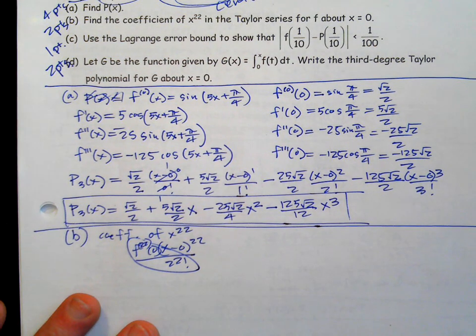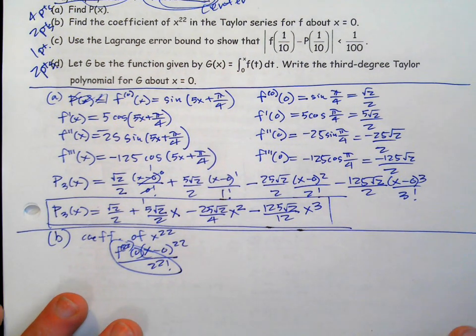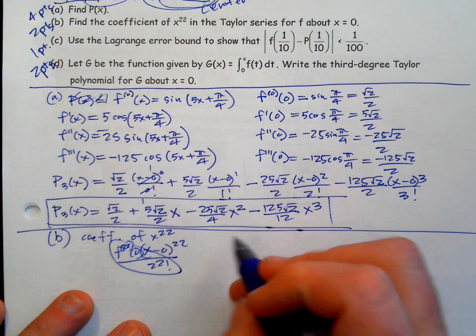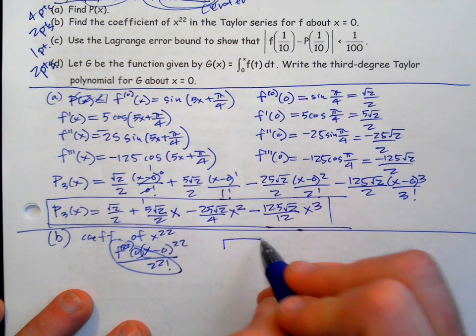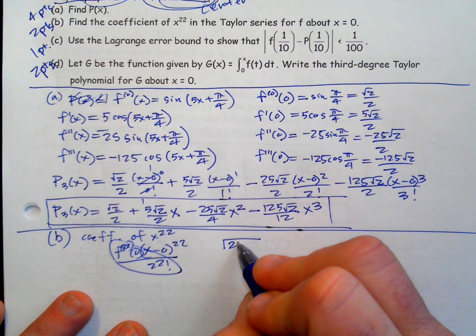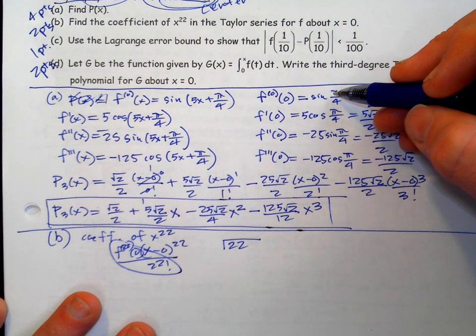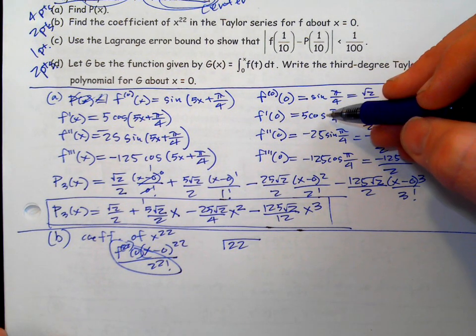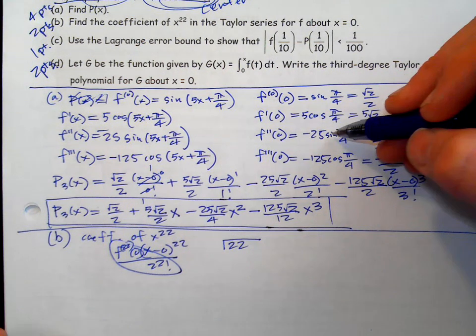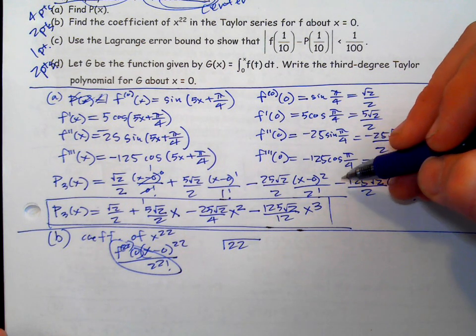Now, I think there might be a pattern here that we can try and take advantage of, and we've seen this before. When you take repeated derivatives of just sine or cosine, it's sine, cosine, negative sine, negative cosine, and then it repeats.